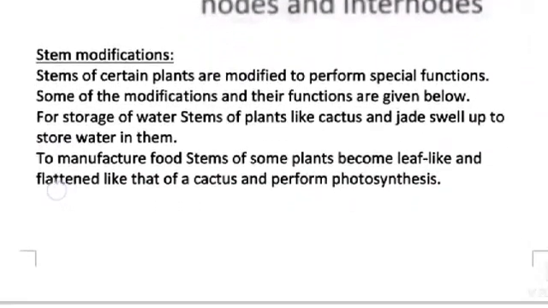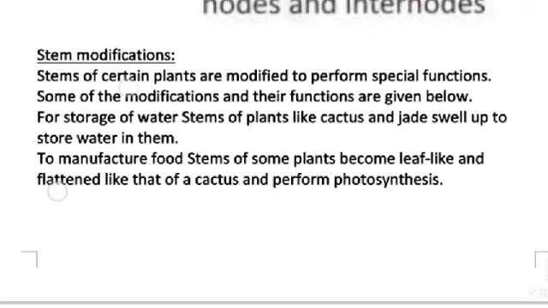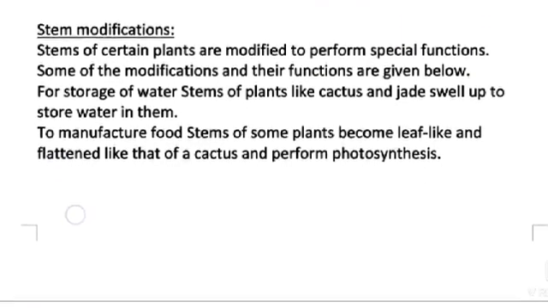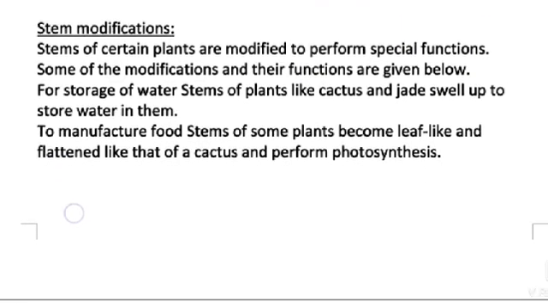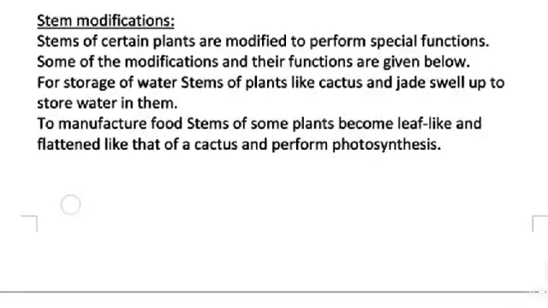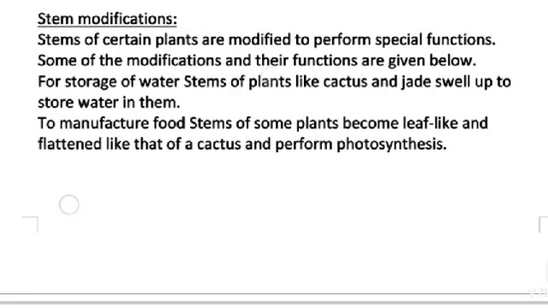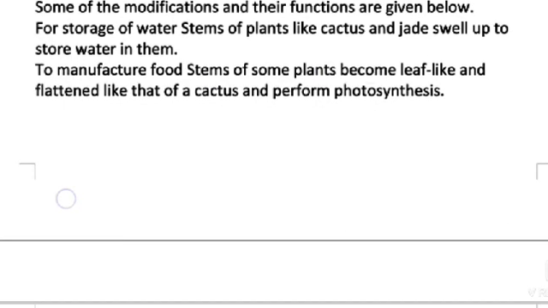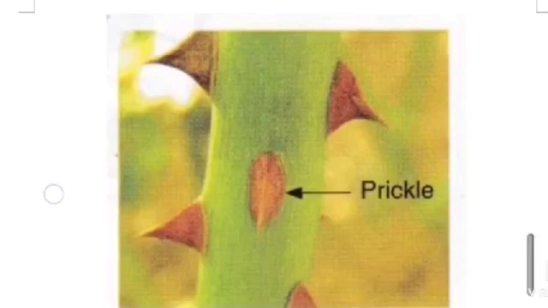Stem modification. Stems of certain plants are modified to perform special functions. Some of the modifications and their functions are given below. For storage of water, stems of plants like cactus and jade swell up to store water in them. To manufacture food, stems of some plants become leaf-like and flattened, like that of a cactus, and perform photosynthesis.